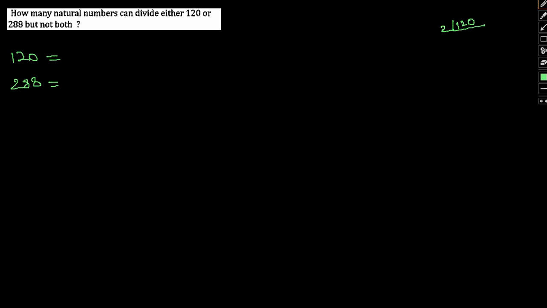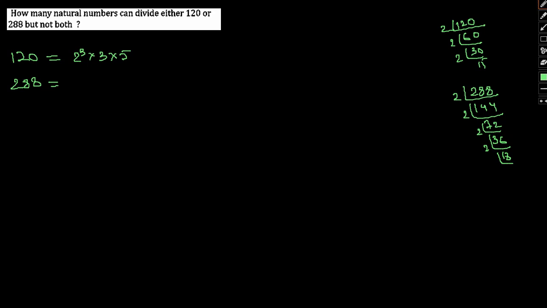120 can be written as 2 into 60, 2 into 30, 2 into 15. Okay, so 2 cube into 3 into 5. And 288, if I do the same, 2 into 144, 2 into 72, 2 into 36, 2 into 18, 2 into 9. So 2 to the power 5 into 3 square. Okay, so these are the prime factorizations.